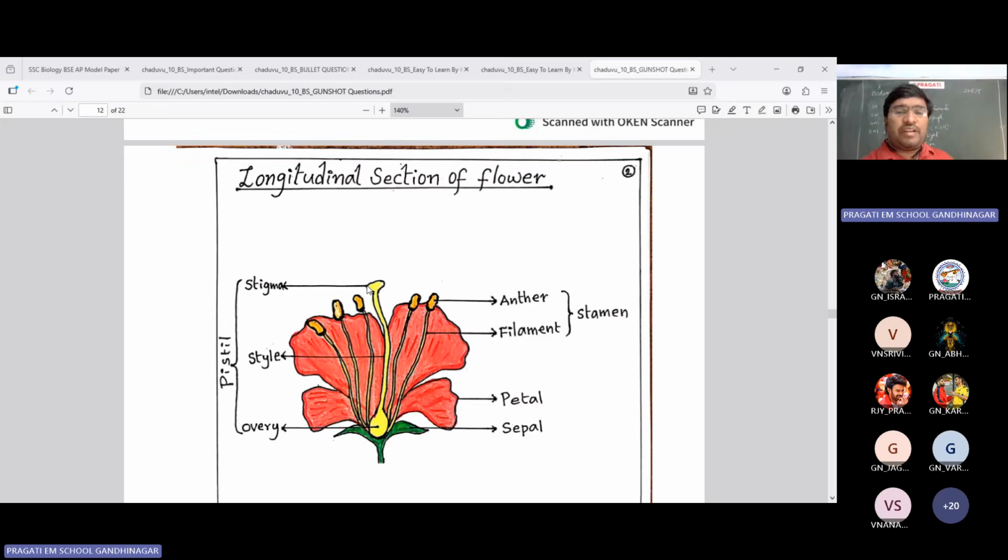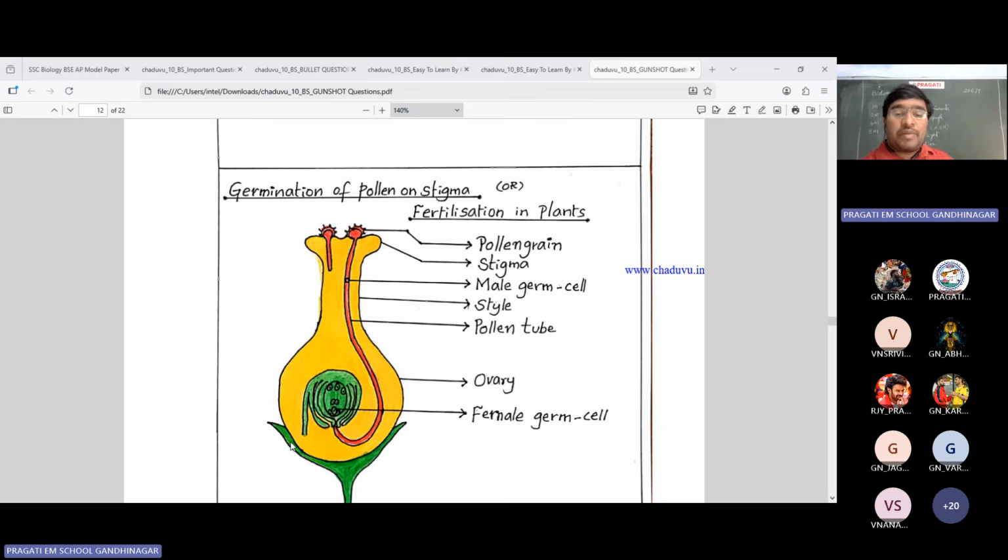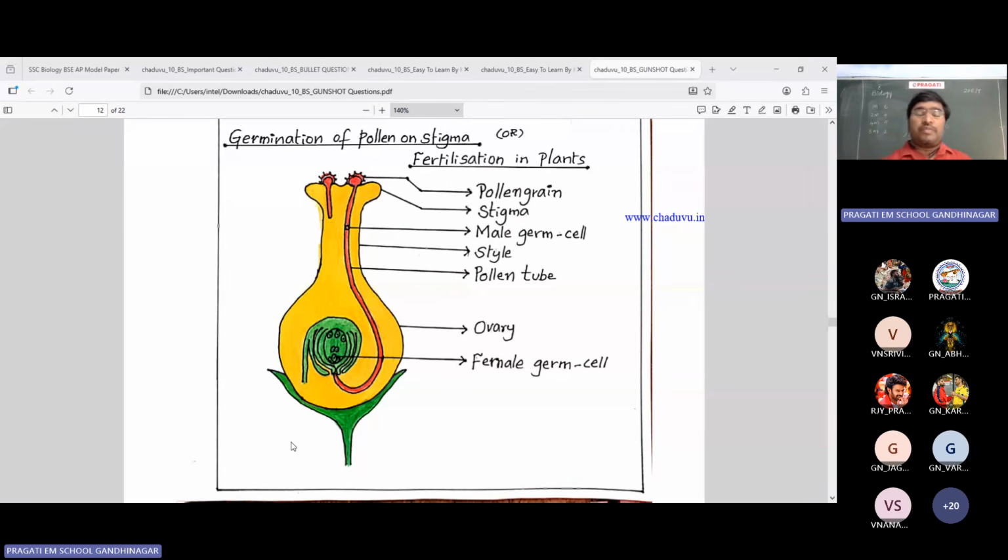See, after the diagrammatic representation, try to draw the box for this diagram. Then, in some of the papers, especially grand test, pre-final, old papers, and especially UTF papers and the 100 days action plan of government paper, this is also one of the important diagrams. They used to ask: try to draw fertilization in plants. There is a question, no children, fertilization in plants. So germination of pollen on stigma or fertilization in plants diagram is a very, very important diagram. This time, this is also one of the expected diagrams, children.